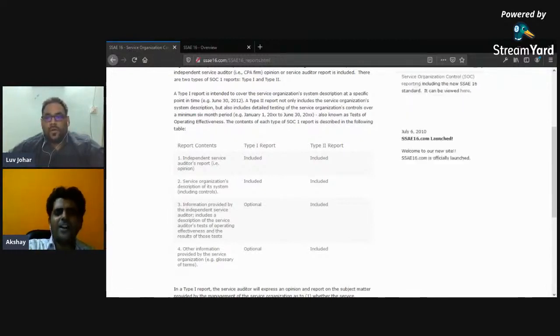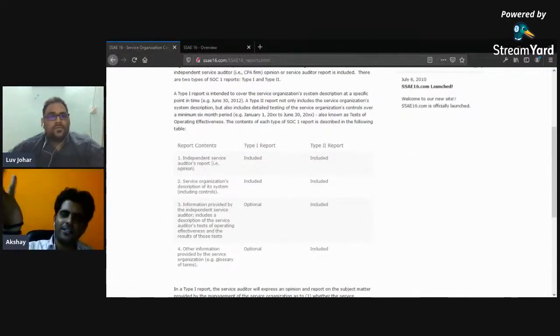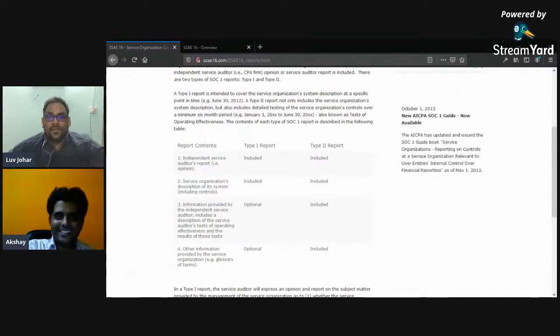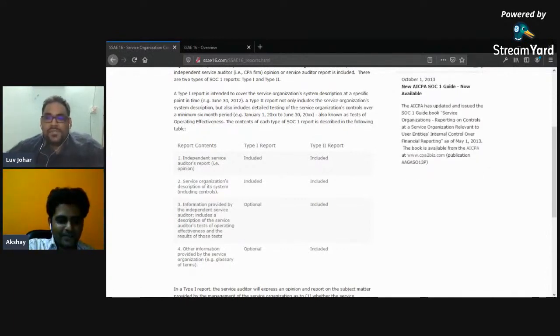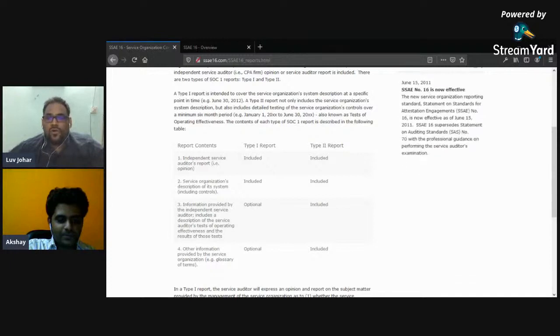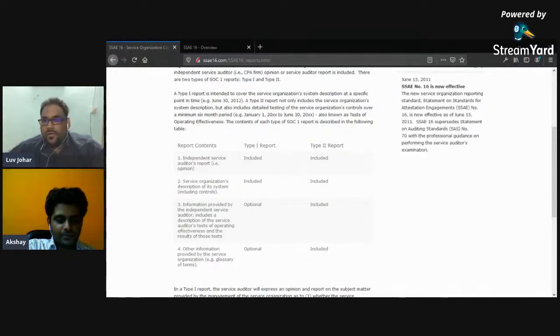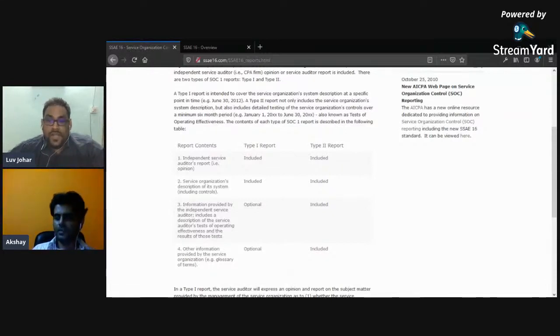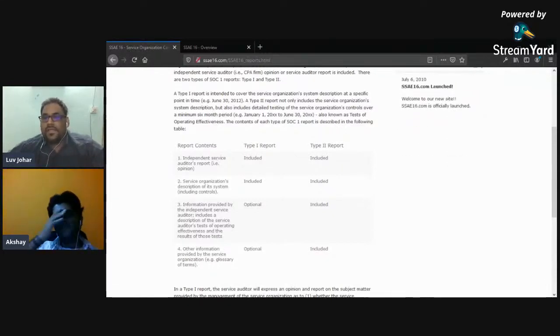Shivkant has come back. Shivkant is asking, thanks. Is there any specific standard to follow for SOC 2 for principles like privacy, security, availability, integrity, confidentiality?